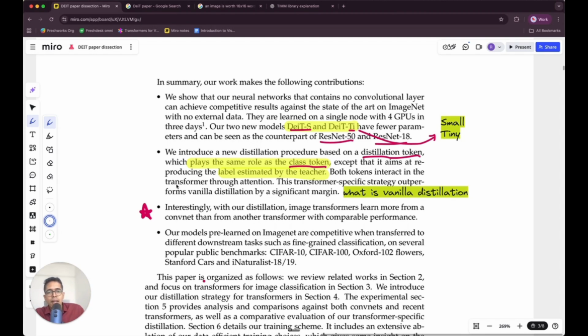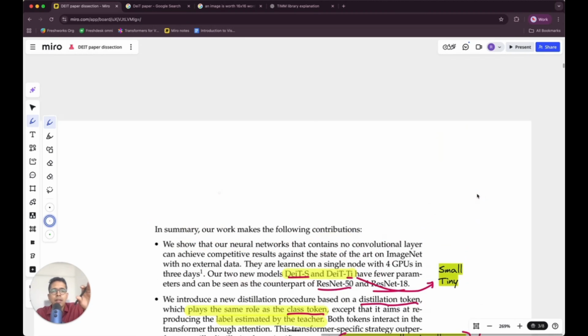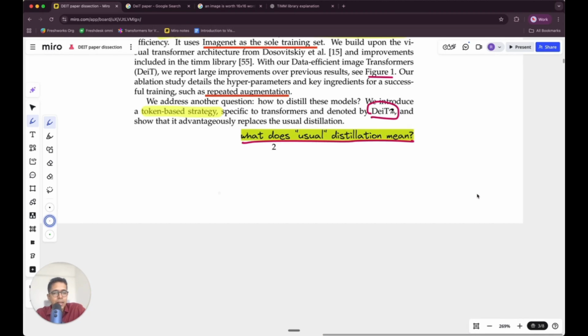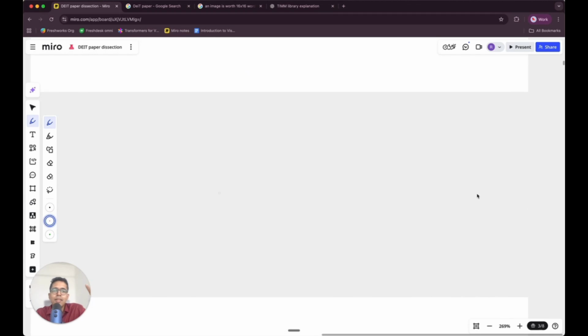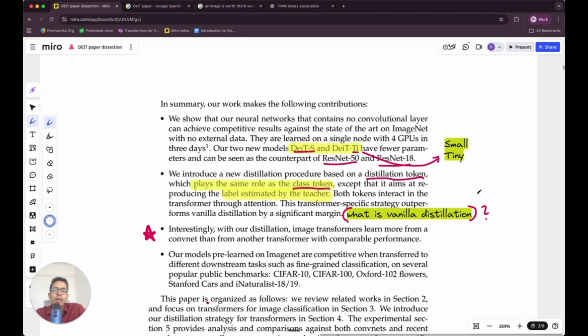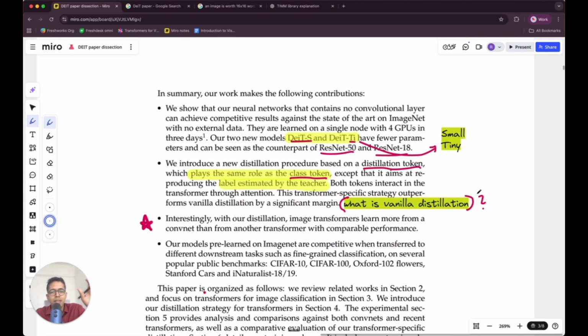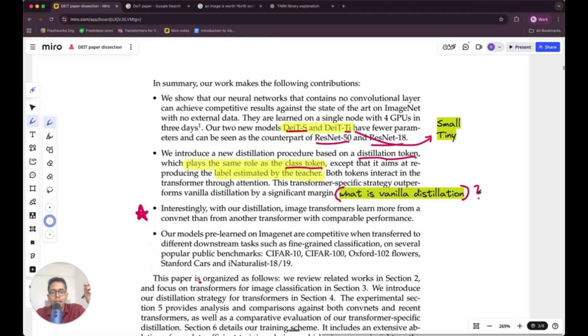Both tokens interact in the transformer through attention. The transformer specific strategy outperforms vanilla distillation by a significant margin. Here I have put in this paper, what do they actually mean by vanilla distillation? We will see. But just remember, they have mentioned this word vanilla distillation. Here they have mentioned something like usual distillation. It's a little bit not the right choice of words in my opinion. They should maybe make it clear, but they are making it clear later.